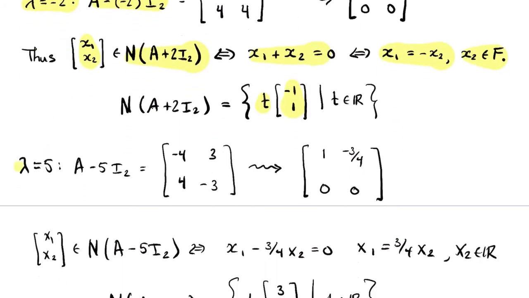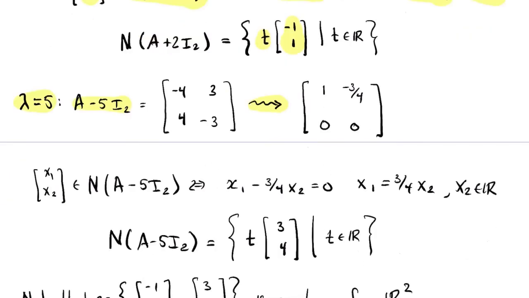If we take the other one, we do the same thing. We look at A minus 5 times I2. Check that that's minus 4, 3, 4, minus 3. That row reduces to the matrix 1, -3/4, 0, 0. In row reduced echelon form, it's easy to see that a vector is in the null space, in this case, if and only if x1 minus 3/4 x2 is 0. So that is x1 is 3/4 x2. x2 is a free variable again, so one-dimensional null space.